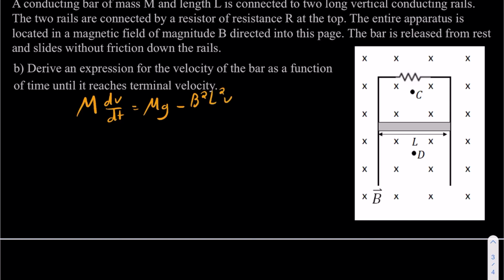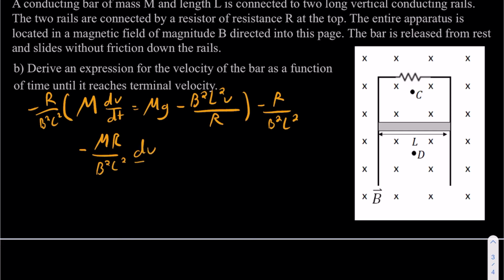So this is a case where we have dv dt as a function of V. That makes this a differential equation, so we're going to have to separate the variables and then integrate both sides. This is a drag equation, going back to mechanics. It's the exact same situation, except instead of having bv as your resistive force, now you have B squared L squared over R times V as your resistive force. The easiest way to separate the variables is to get positive V by itself. To do that, we can multiply both sides of this equation by negative R over B squared L squared. That leaves us, on the left side, with negative mR over B squared L squared times dv dt equals positive V minus mgR over B squared L squared.